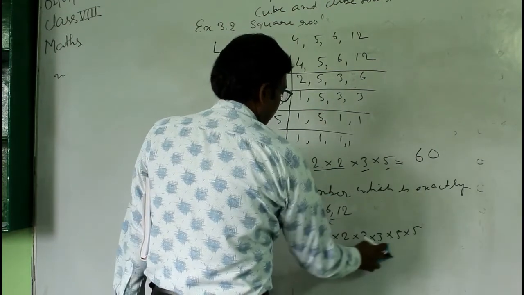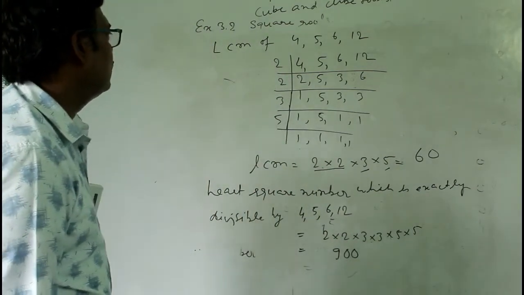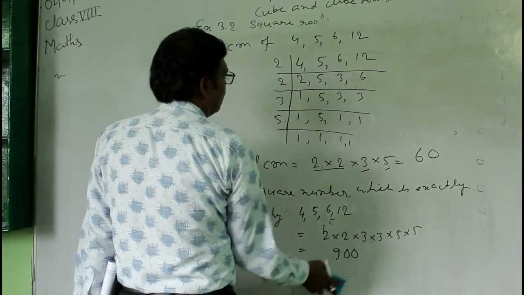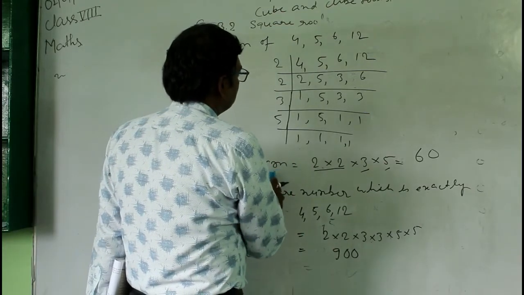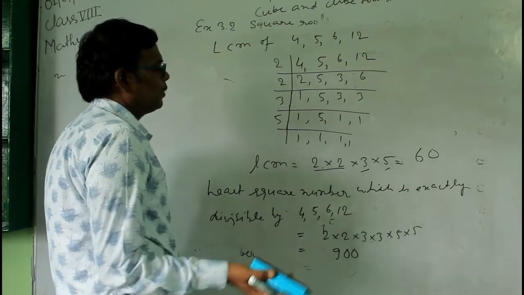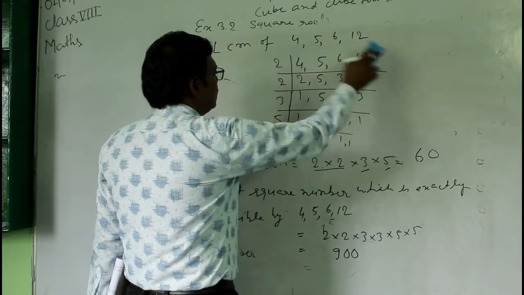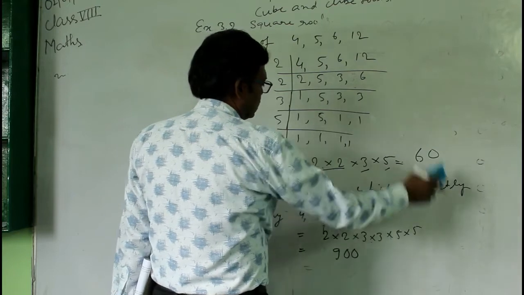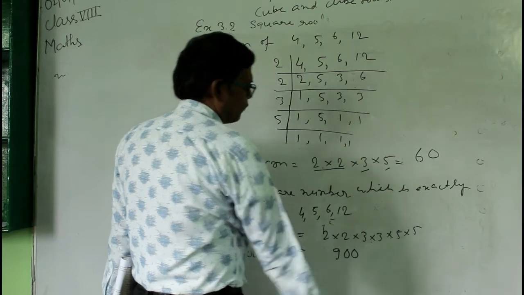So this is the answer of this question here. And this is the smallest square number which will be divisible by 4, 5, 6 and 12. And this number will be divisible by these numbers, because you know that the LCM of these numbers is 60, and therefore any multiple of 60 will be divisible by them. And this 900 is also a multiple of 60. But here the special thing is that this is the perfect square.